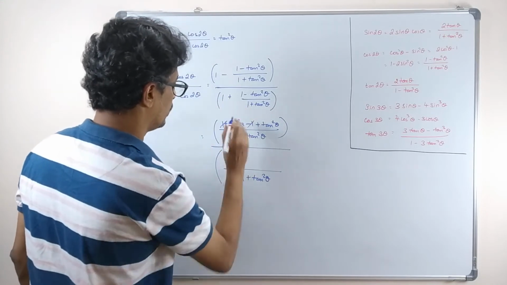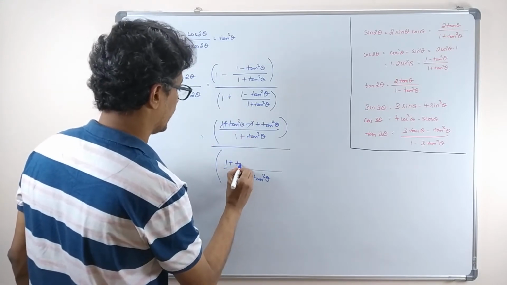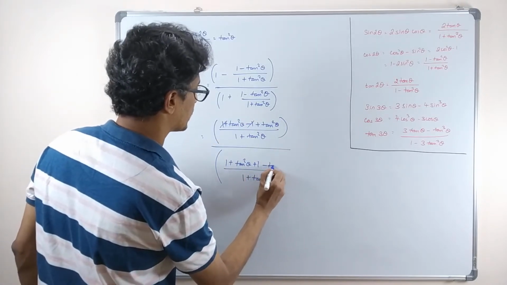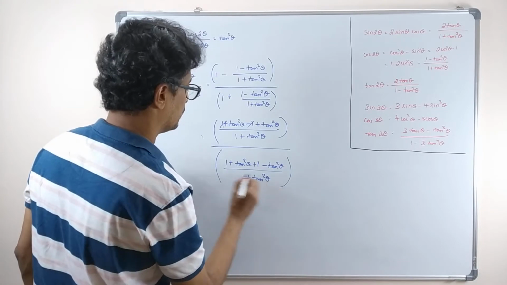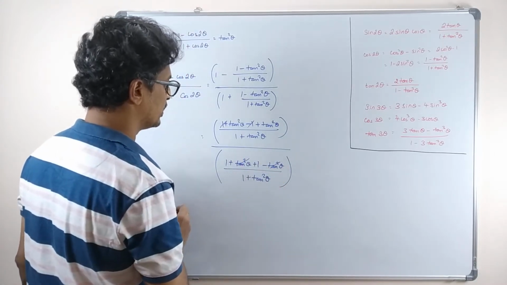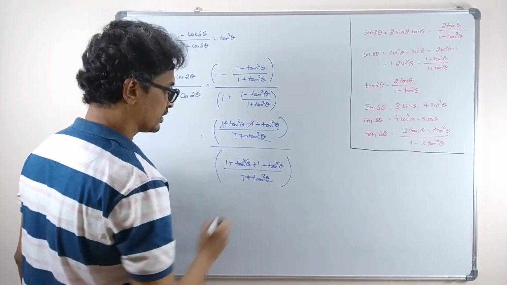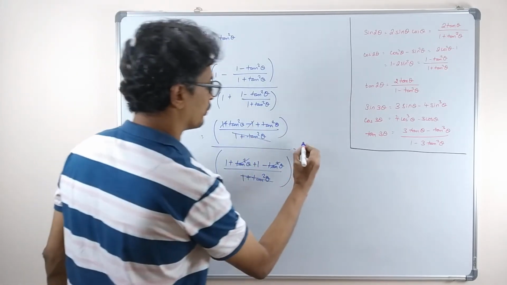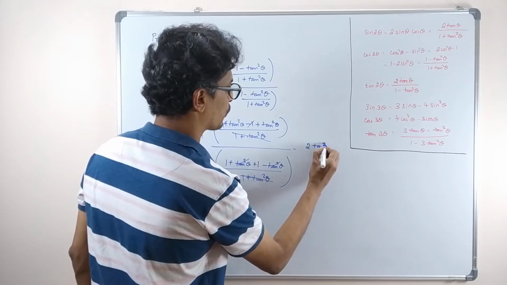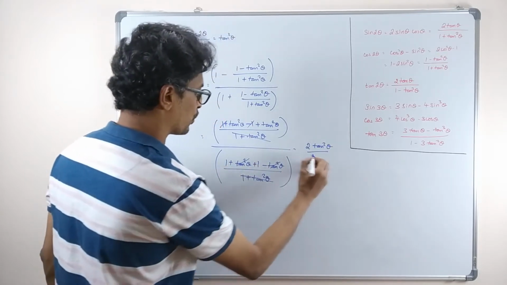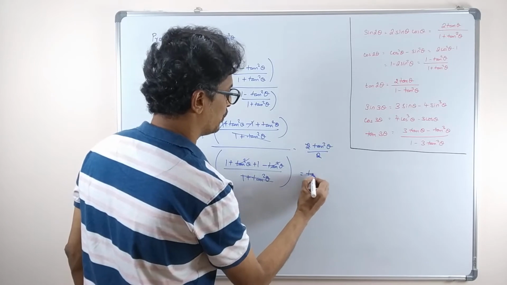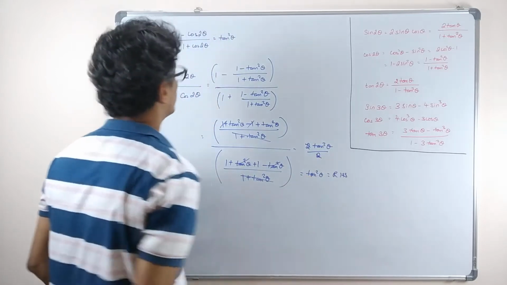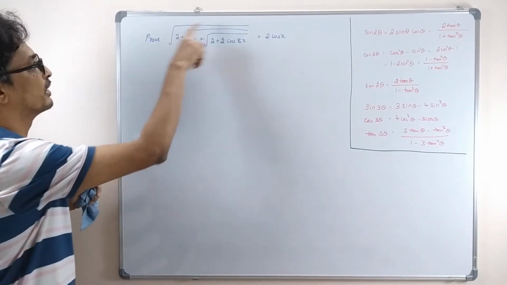What this will be? 1 plus tan square theta plus 1 minus tan square theta. Okay, tan square theta cancels. So this also cancels. So what we'll get? So this is tan square theta plus tan square theta. We are having 2 tan square theta divided by 1 plus 1, 2. So that is equal to tan square theta, and that is your RHS. Okay, so we will do this problem. This is an interesting problem.